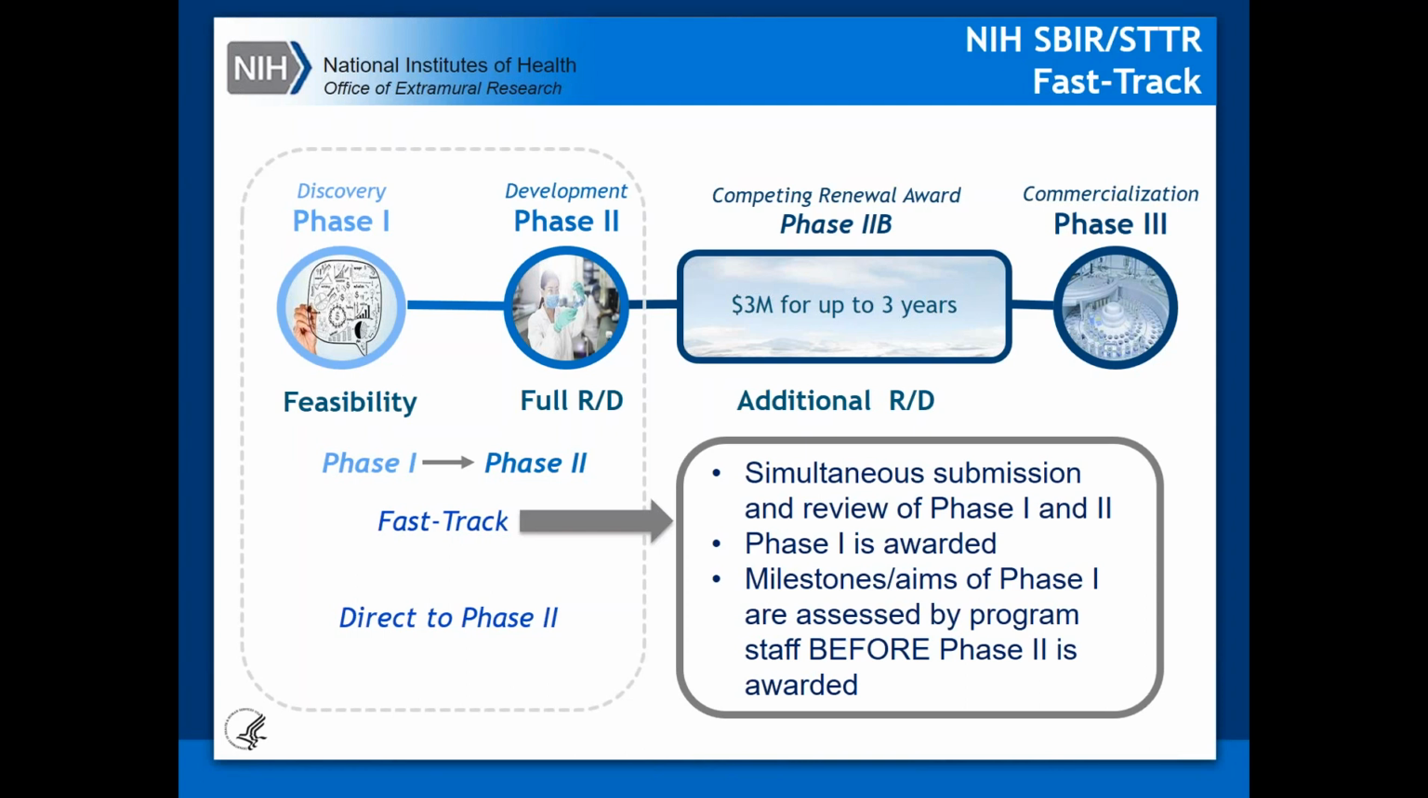The phase 1 is awarded. If the milestones and aims of phase 1 are assessed by program staff before phase 2 is awarded and everything is satisfactory, you can get the phase 2 awarded within a matter of weeks, as opposed to waiting for the award to be reviewed and made, which can be at least 6 months, as I noted earlier.